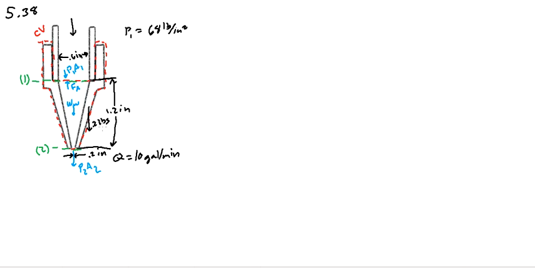The nozzle inlet and exit outside diameters are 0.6 and 0.2 inches. Got 0.6 inches up here, 0.2 inches down here at the opening. And the axial distance is 1.2 inches. The pressure at section 1, up at this first green line, is 68 pounds per square inch.